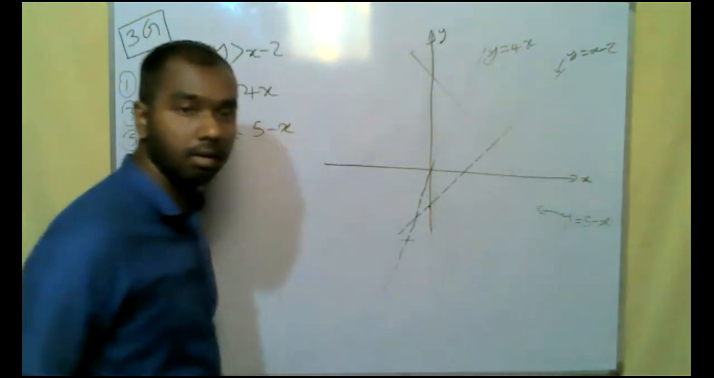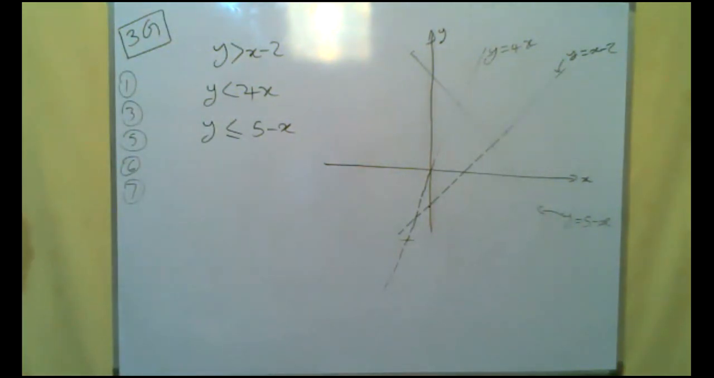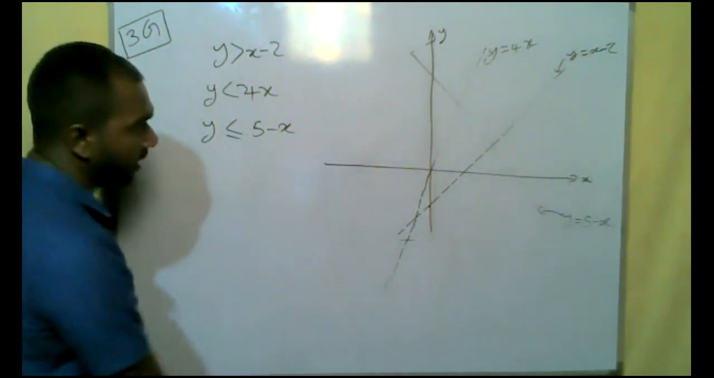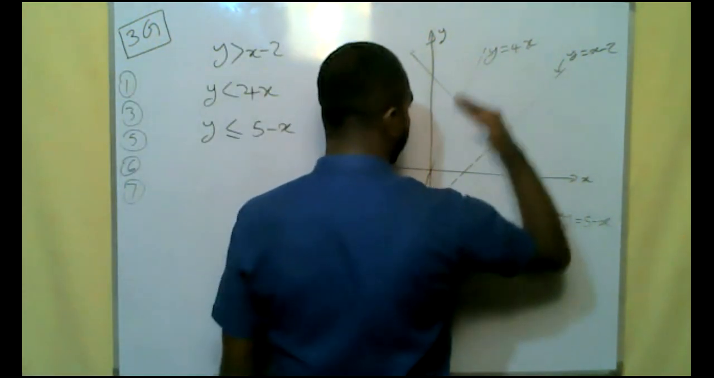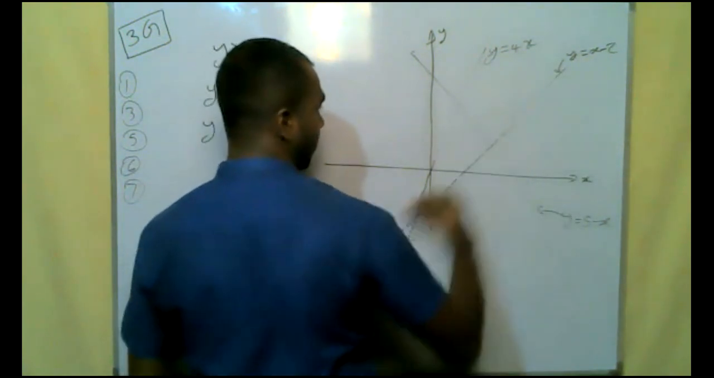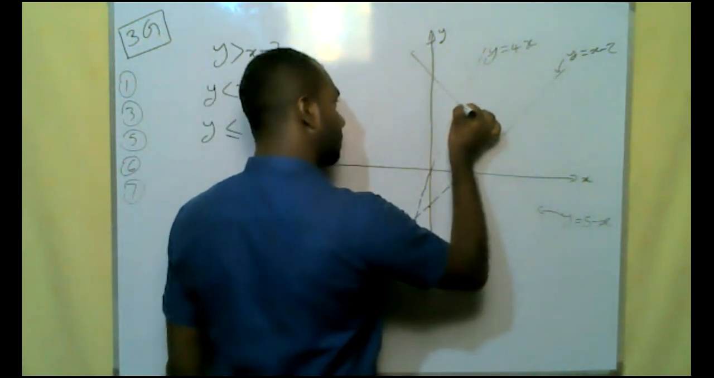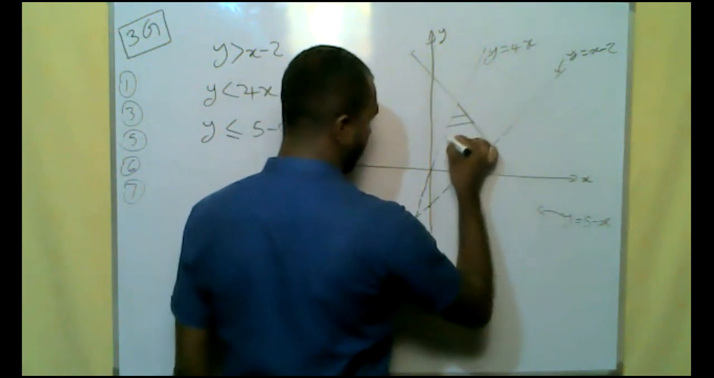Okay, in the downside, and then what is happening? Y can be equal or less than 5 minus x. This is 5 minus x. If it is y greater than, it will be here. Less than means it is in this side. It can be equal here. So what is the region? It will be this part.